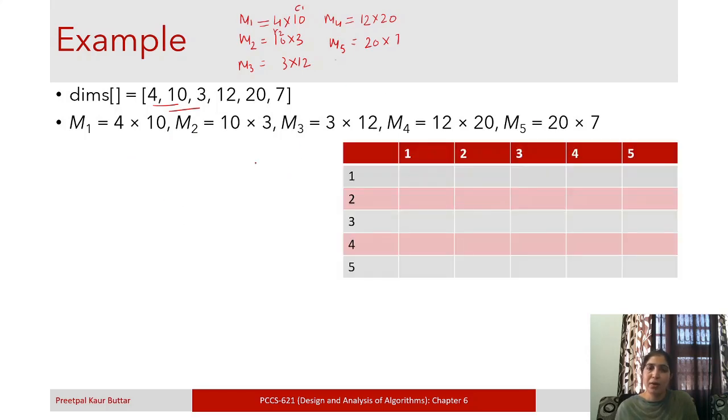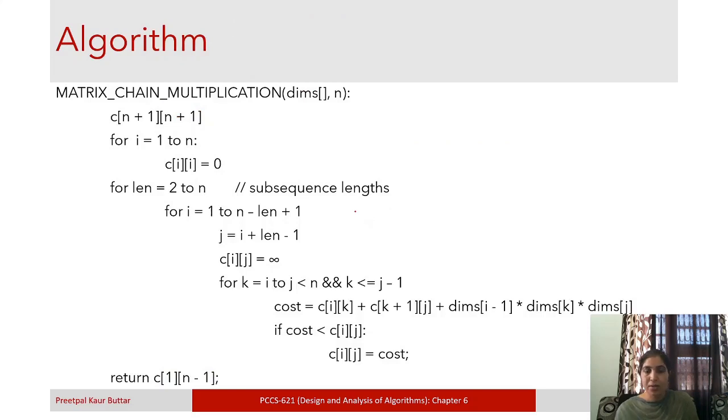Now, similar to the other DP problems, here also we will create a matrix. This will be an n cross n matrix, where n is the number of matrices you have. Here we have 5 matrices, so we are creating a 5 cross 5 matrix. Okay, so let's move back here.